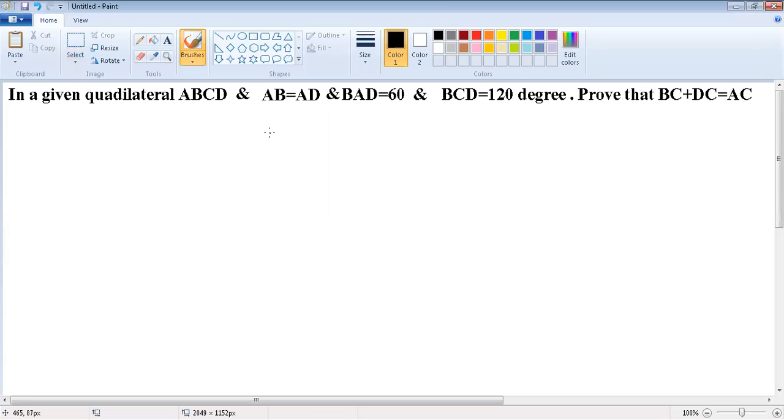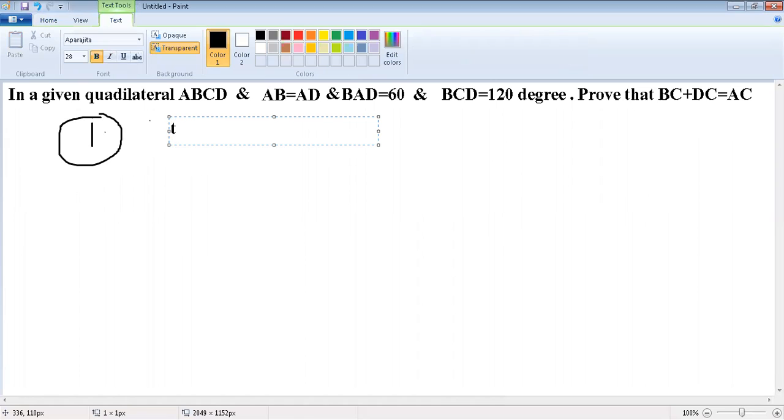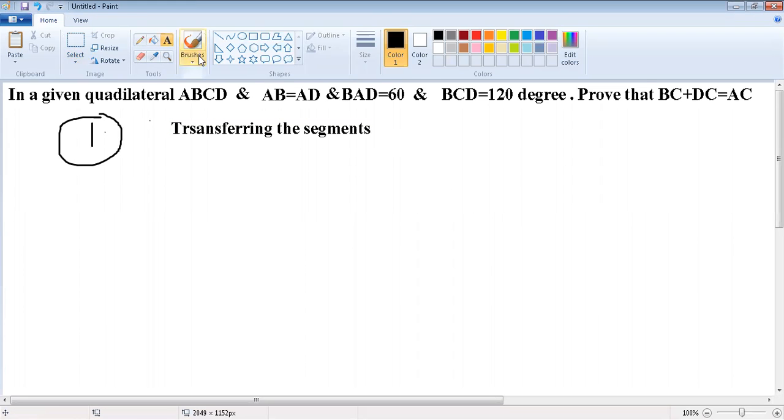But we are going to learn today a very odd technique, a very different technique used to prove this type of problems. It is known by the name of transferring the segments. So let me write it. Transferring the segments. So this is the name of the technique.